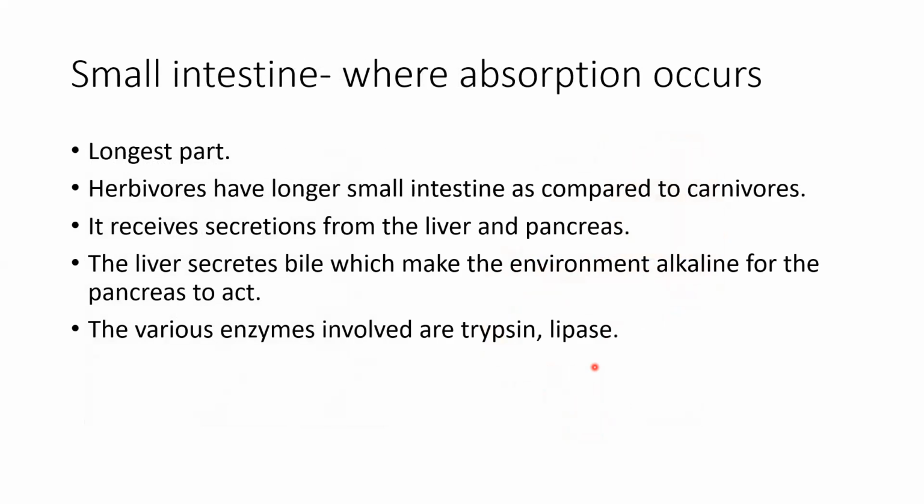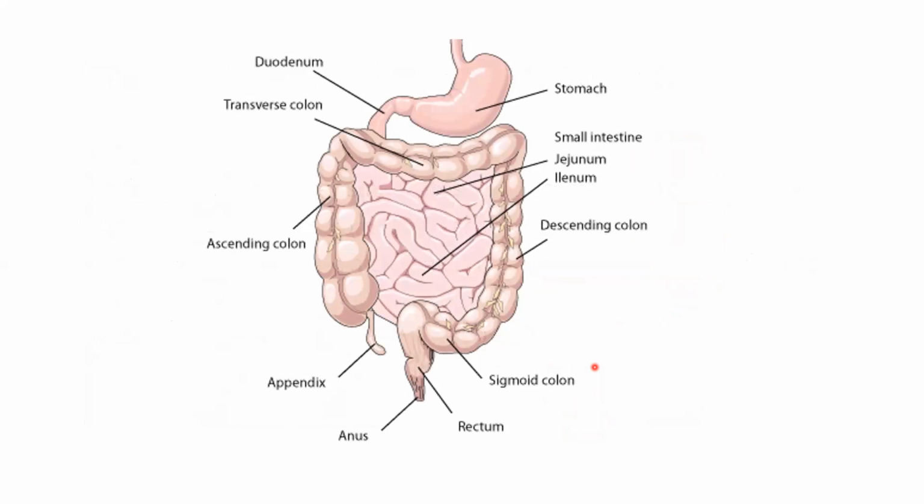So coming back to small intestine. As I told you, I'll just point out, you can see your small intestine and it is divided into three parts. So this is your duodenum. From here it starts. Then this part is your jejunum. You can see, I'll just highlight. So this is your jejunum, and this part is your ileum, right?